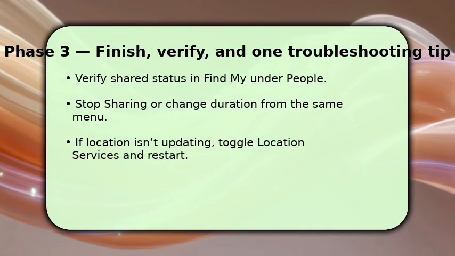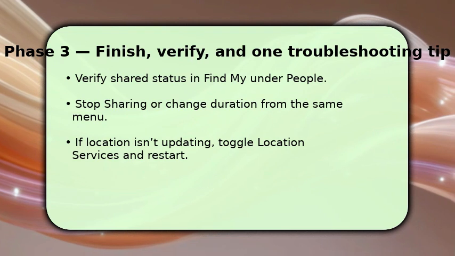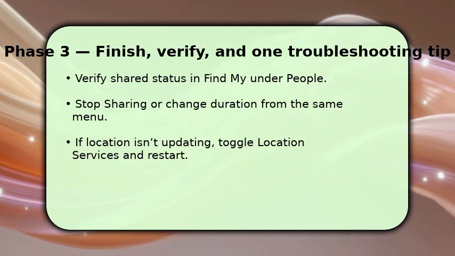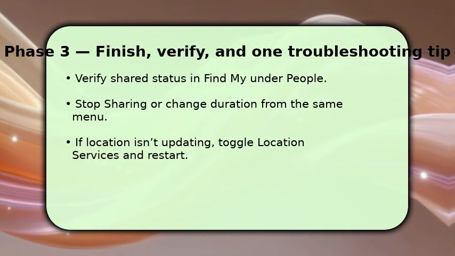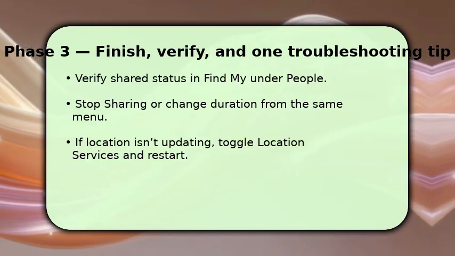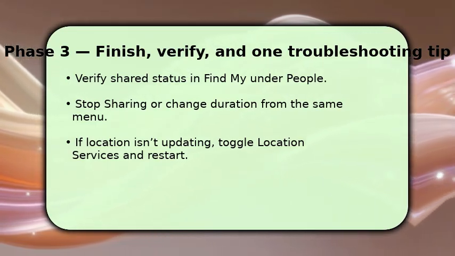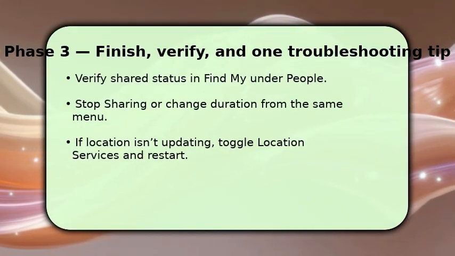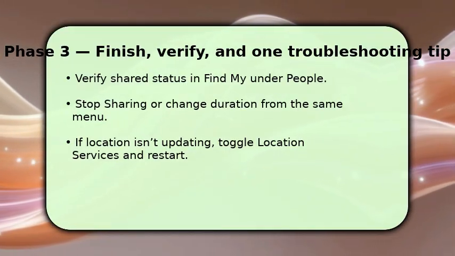Check the People tab in Find My to confirm who can see your location and what device is active. Make changes there if needed. To stop sharing, select the person and tap Stop Sharing, or change the duration if you prefer temporary visibility.